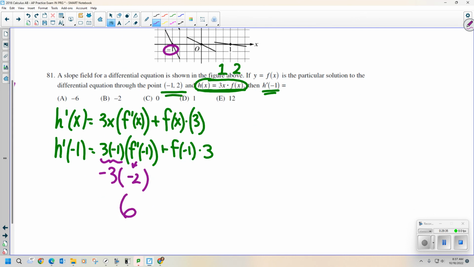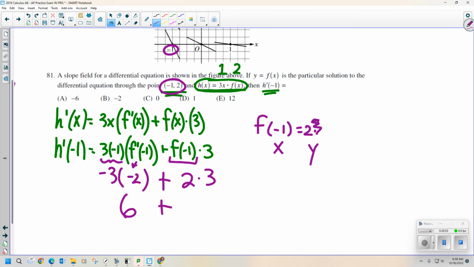-2. That gives me 6. Plus, okay, 3 times, what is actually f of -1? Remember, it's a coordinate. When x is -1, what's your y? They gave it to me in the problem. My y is 2. 3 times 2 is also 6. If I add those, I get 12.